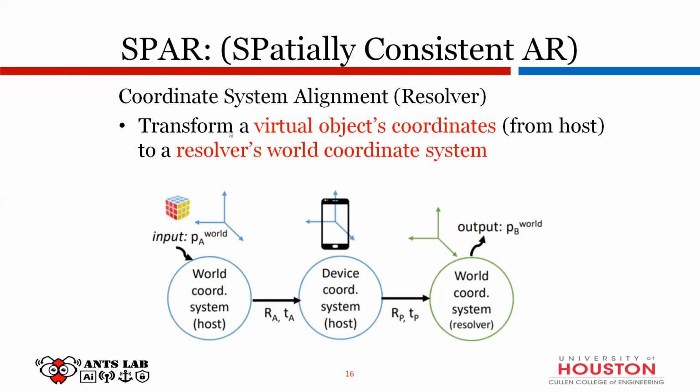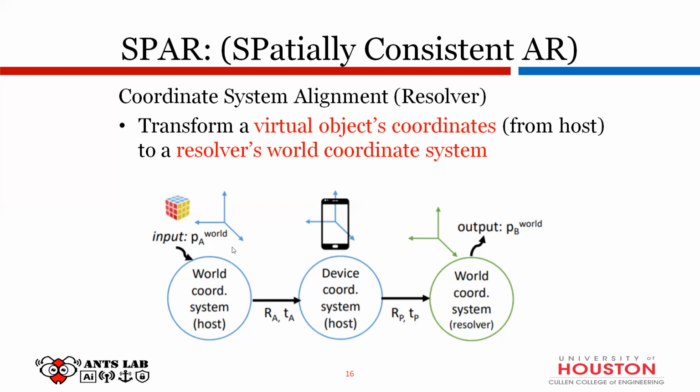So you have to show precisely where the virtual object is in the view of the resolver, right? In this process, the RA and TA represent the transformation. You can view them as the pose of those devices.